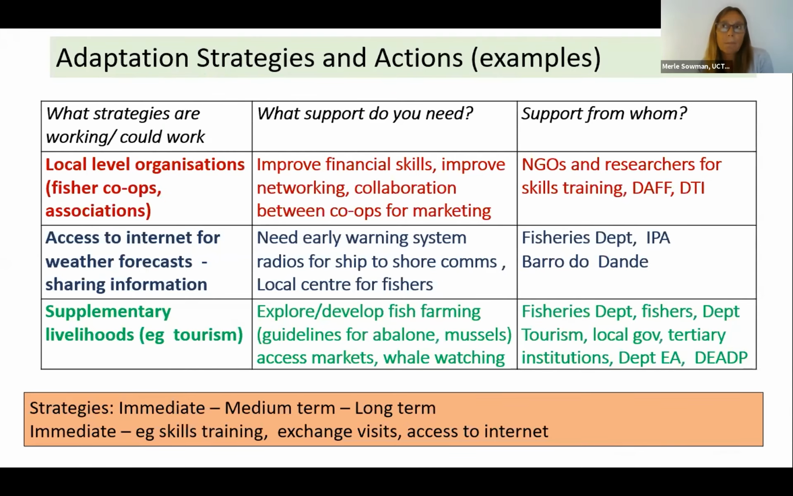But essentially, the rapid vulnerability assessment culminates in identifying these strategies. And of course, these can be a variety of strategies, but very often we find a lot of them are around improving local level organizations, strengthening these institutions, improving, for example, access to the internet for getting better information around weather forecasts, and supplementary livelihoods. Some of these strategies might be immediate, such as training. Others are much more long-term, such as exploring alternative livelihoods or supplementary livelihoods.